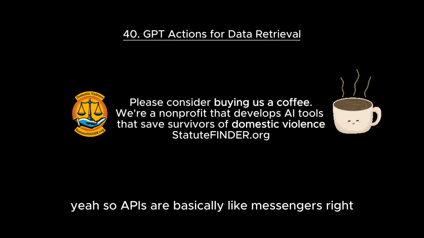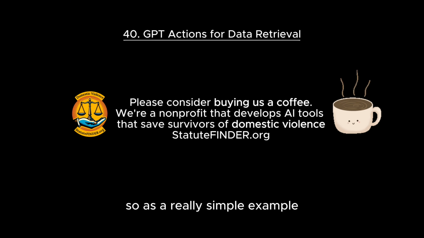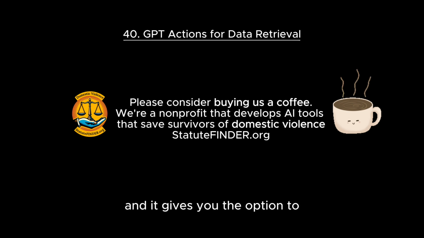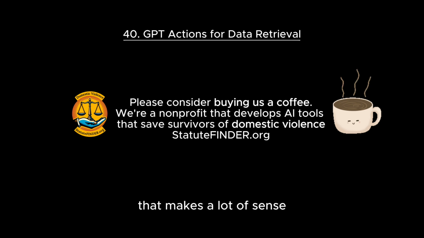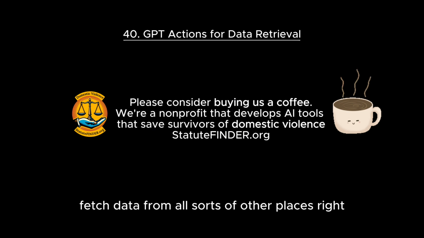Yeah, so APIs are basically like messengers, right? They let different software systems talk to each other. As a really simple example, think about when you log into a website and it gives you the option to log in with your Google account, for instance. Right. That seamless connection happens thanks to an API. Oh, okay, that makes a lot of sense. So basically for these GPT actions, APIs are the way that they can actually go and fetch data from all sorts of other places, right?